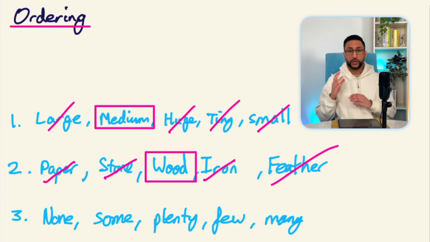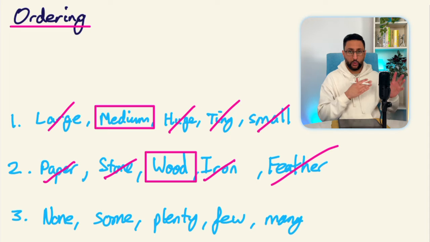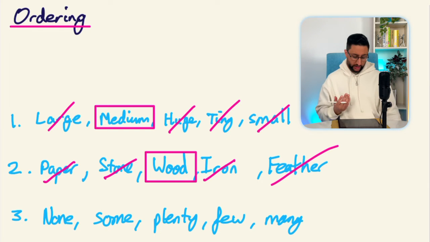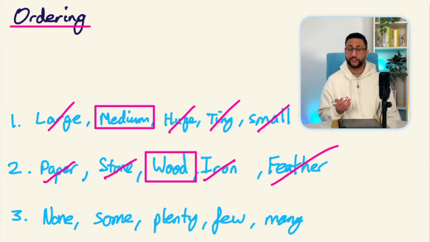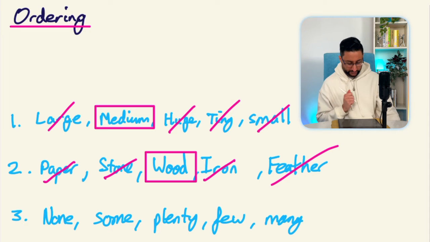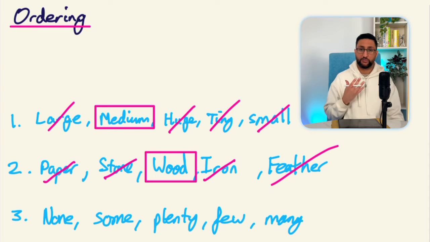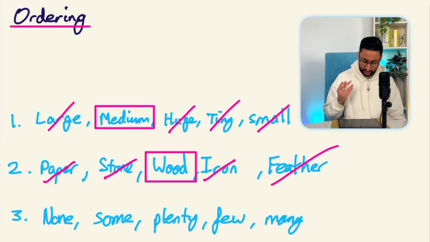You might have to do 2 on one side, see what you're left with, and just use your common sense as you work through the question. Example 3, we have none, some, plenty, few, and many. Now, again, I don't think this is going to be in terms of size like question 1. I don't think it's going to be in terms of weight like question 2. In this particular case, I'm going to say it's going to be in terms of amount, how much of something there is. So let's use our technique.